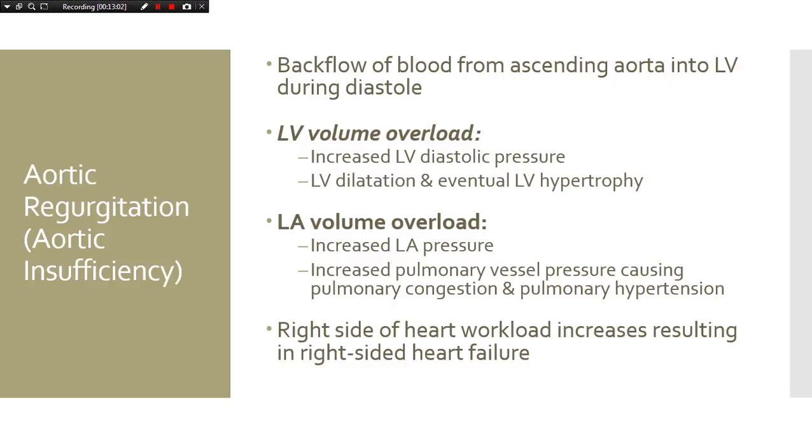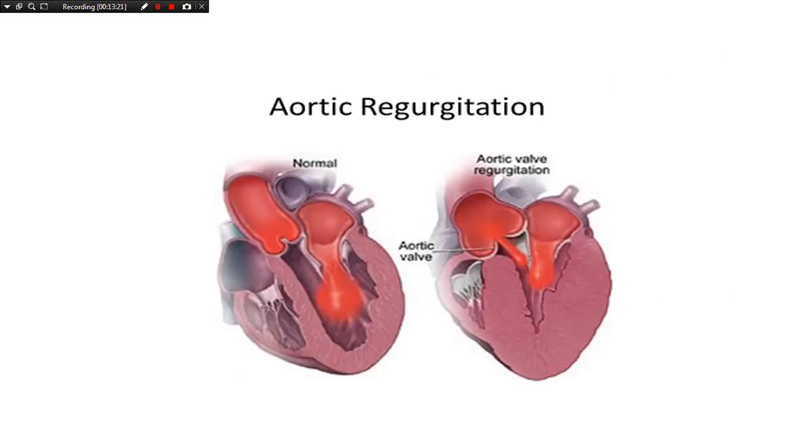AR causes retrograde blood flow from the ascending aorta into the left ventricle during diastole. This results in volume overload. The left ventricle initially compensates for chronic AR by dilation and hypertrophy. Myocardial contractility eventually declines, and blood volume in the left atrium and pulmonary bed increases. This leads to pulmonary hypertension and right ventricular failure.